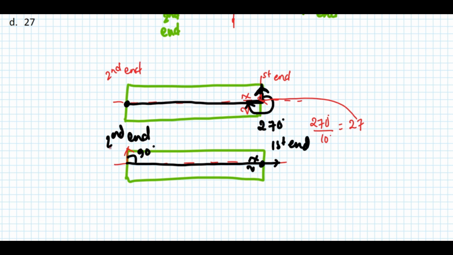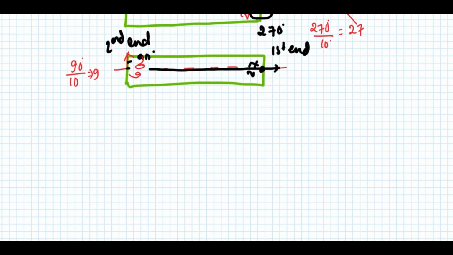So the numbering here should be 09, 0 and 9, because we should divide the 90 degree bearing by 10. So the numbering of this second end is 09.